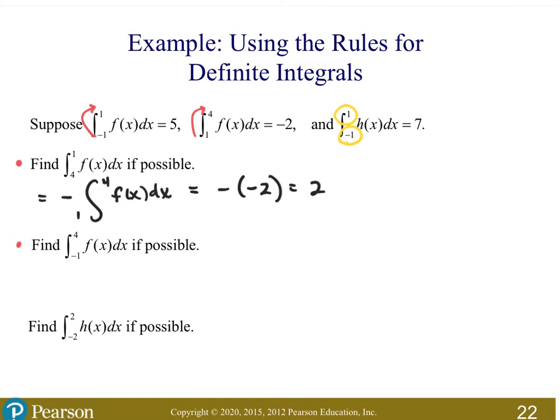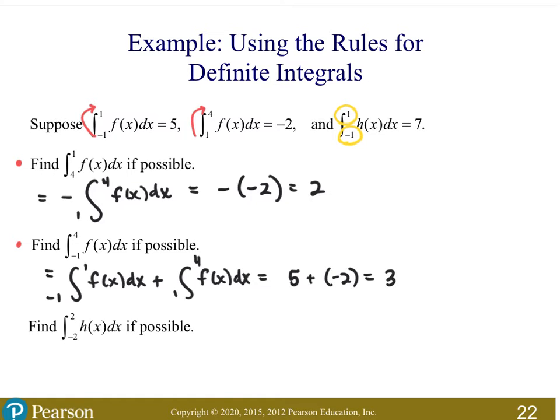So we can put those two things together. We can say, well, this must be the integral from -1 to 4 equal to the integral from -1 to 1 of f of x dx, that area, added to the integral from 1 to 4, that area. And so that would be 5 plus negative 2. So 3 must be the total area altogether.